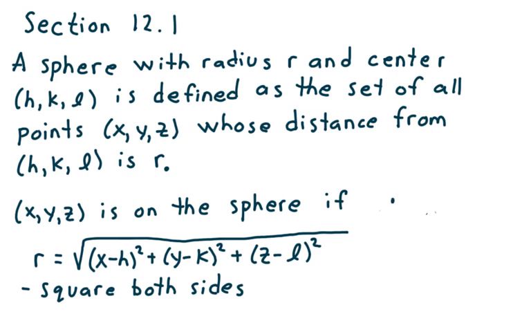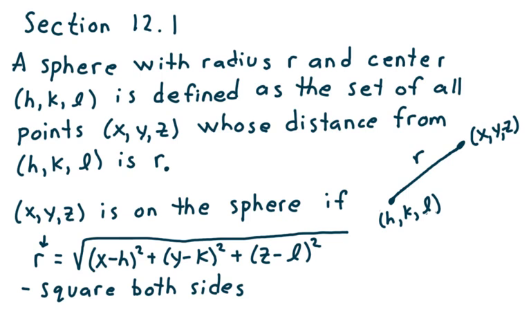So in other words, suppose we have the ordered triple (h, k, l). Remember, that's the center of the sphere. And suppose this is the ordered triple (x, y, z) right here. So we're going to look at the distance between these 2 points in 2 different ways. One, we're going to call the distance between these 2 points r. And then we're going to apply the distance formula to find the distance between these 2 points. So notice how on the left side we have r, and on the right side we applied the distance formula.